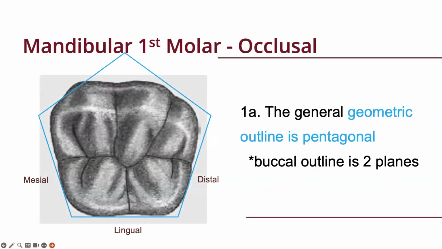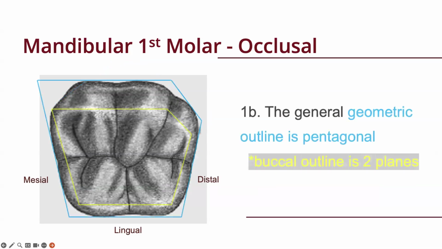Now, looking at the mandibular first molar from the occlusal aspect, the general geometric outline is pentagonal, with two of those planes being on the buccal surface. So this pentagon is one with equal sides and equal angles that I've drawn there. However, if you want to draw it a little more accurately to the mandibular first molar, it's not really equal in lengths and angles, but this is where the 5 sides would align for this geometric outline.